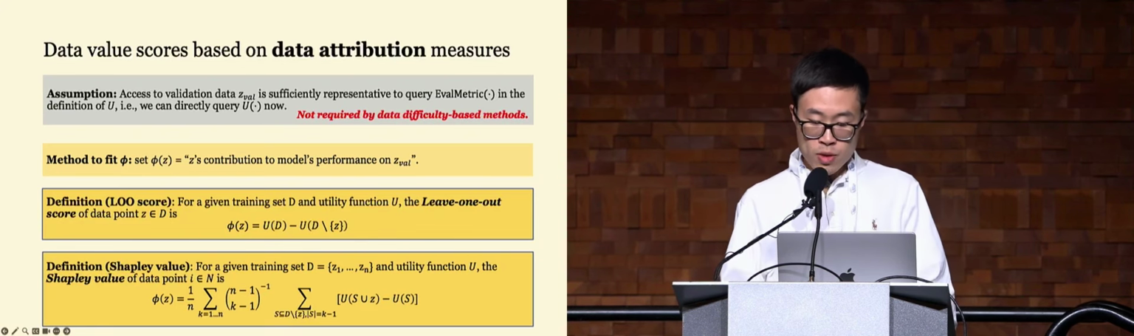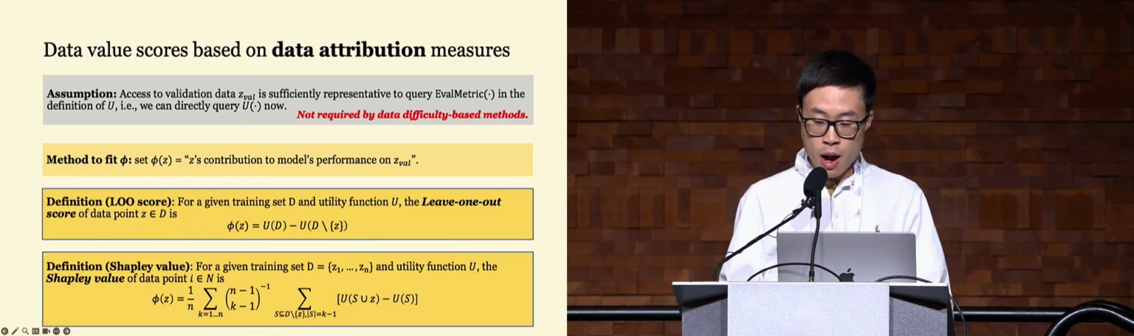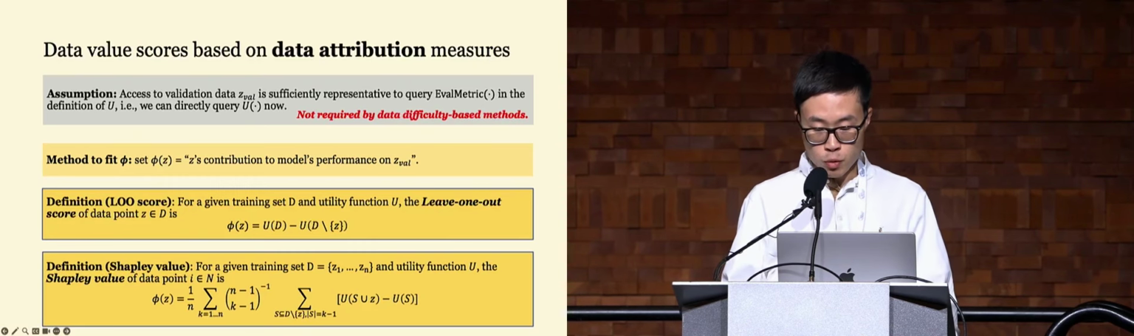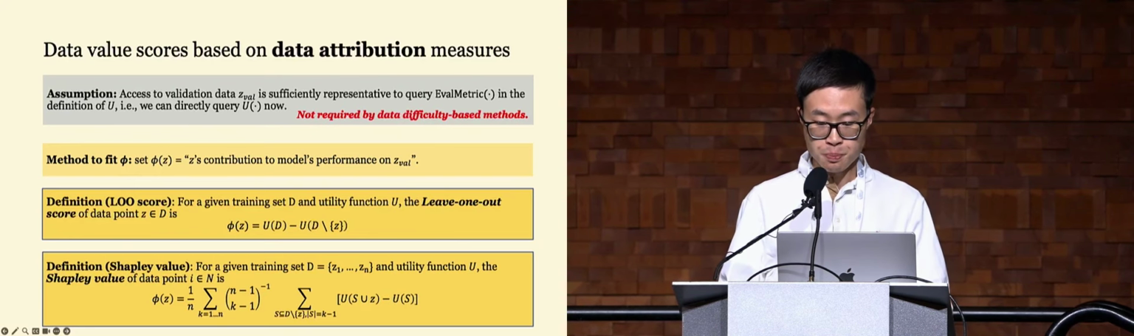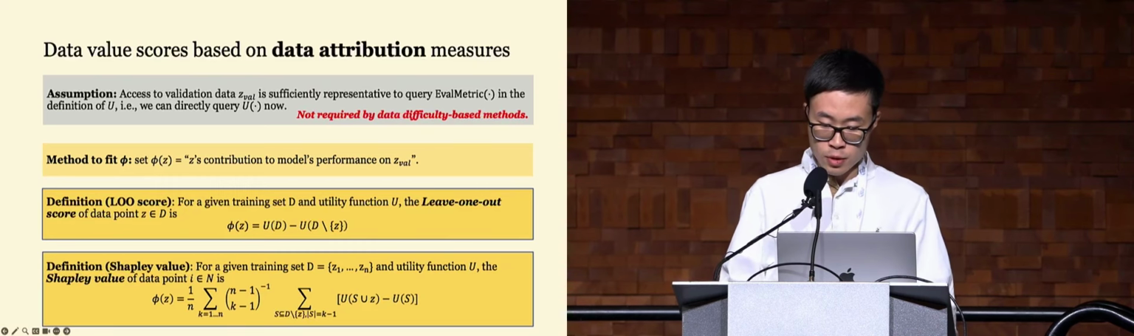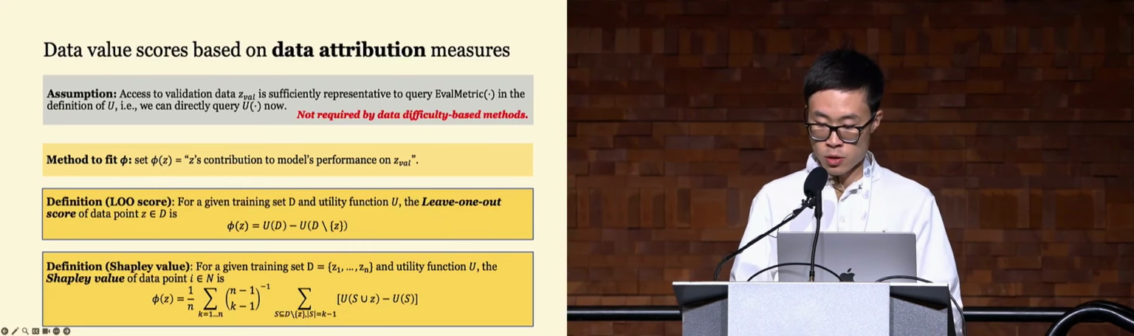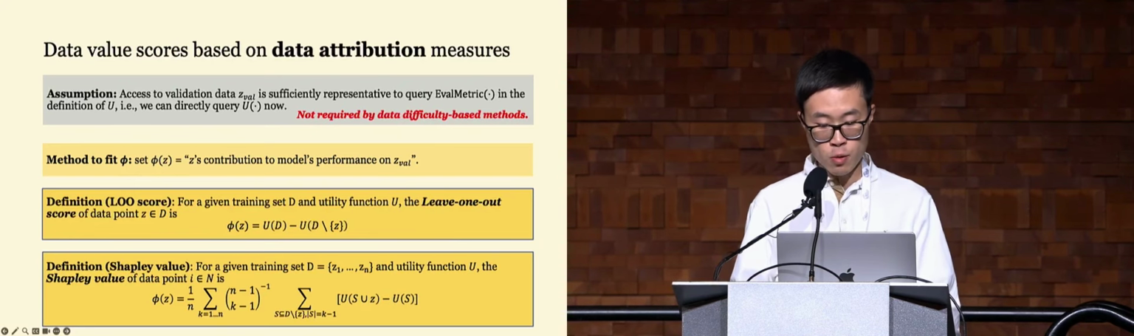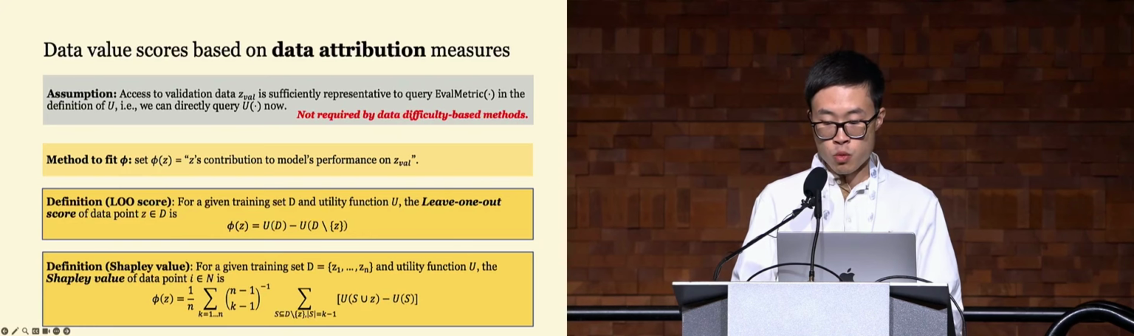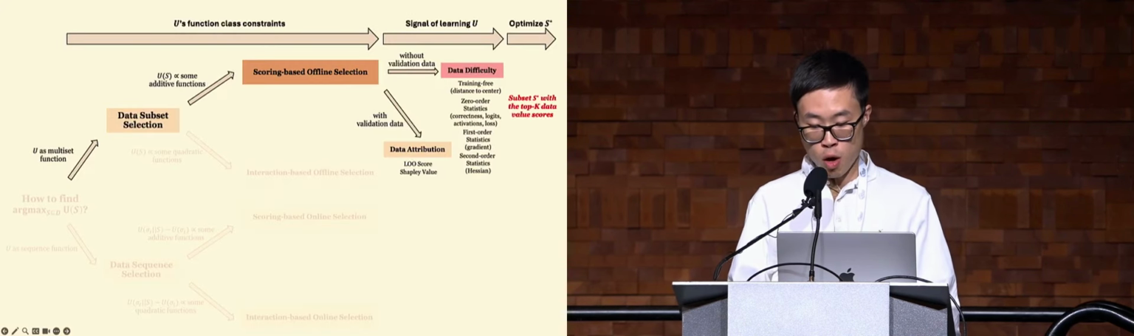But when validation data is available, we can move beyond the difficulty measures to the data attribution methods. Those methods directly measure each data point's contribution to the model performance on the validation set. The key difference is that the attribution-based methods use the validation data to directly query the actual utility function, while the difficulty measures use proxies that do not require such representative validation data.